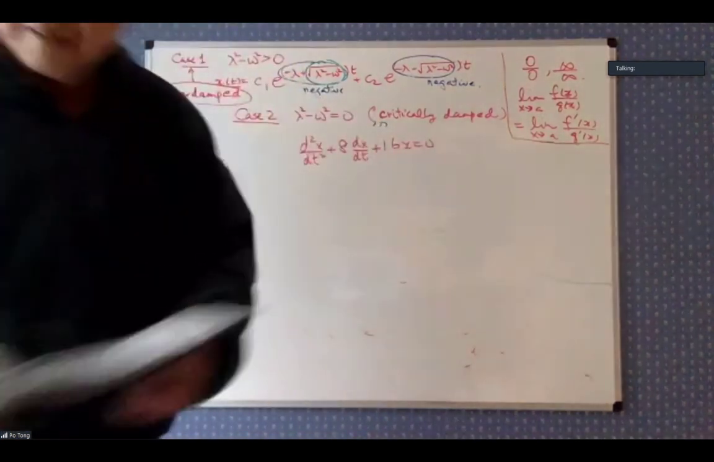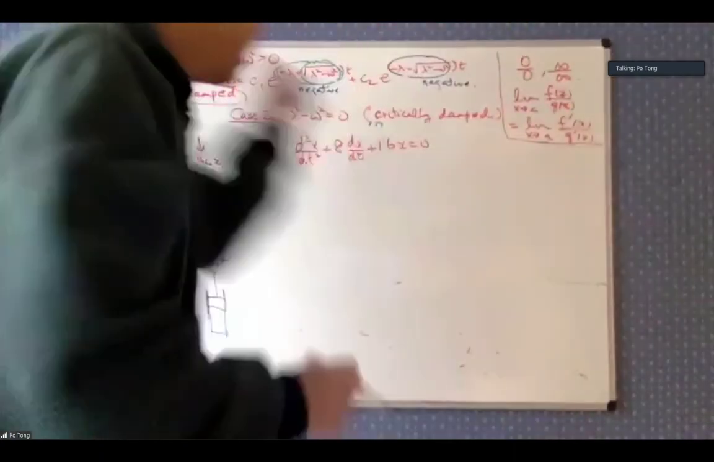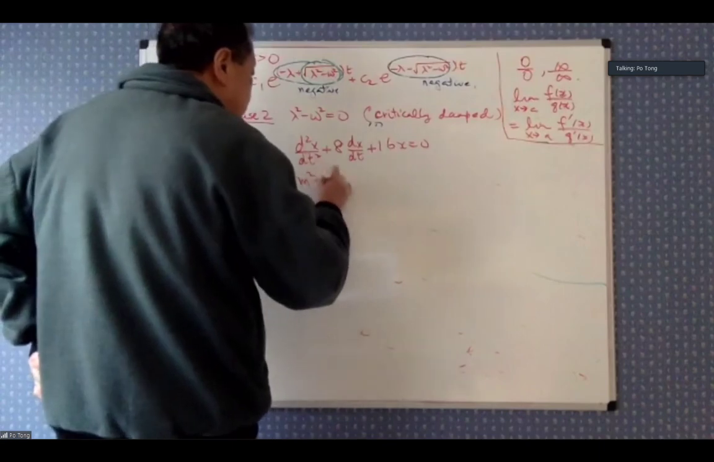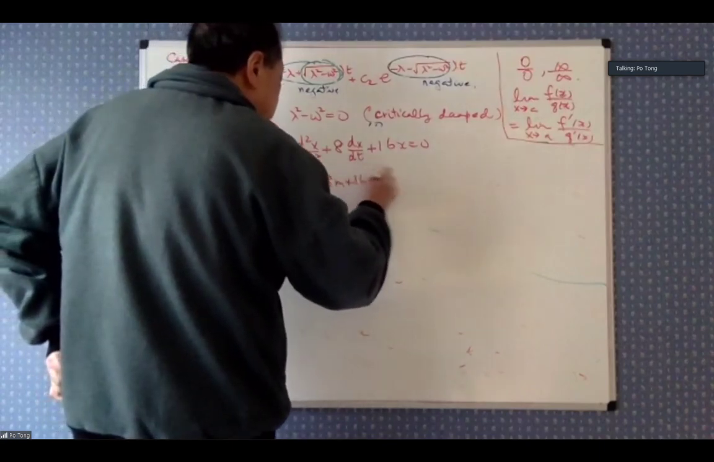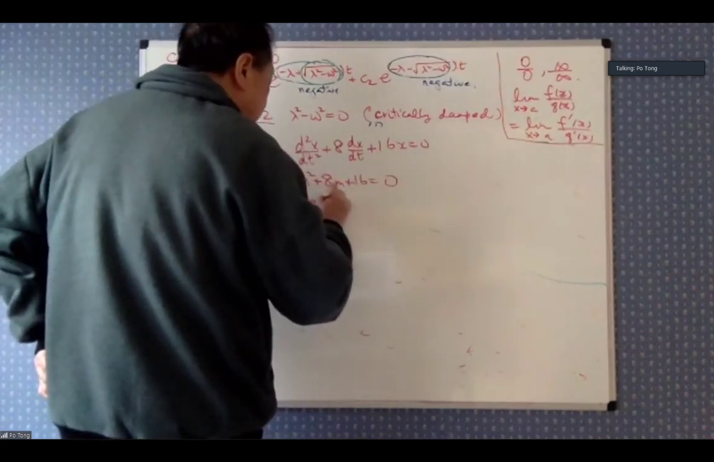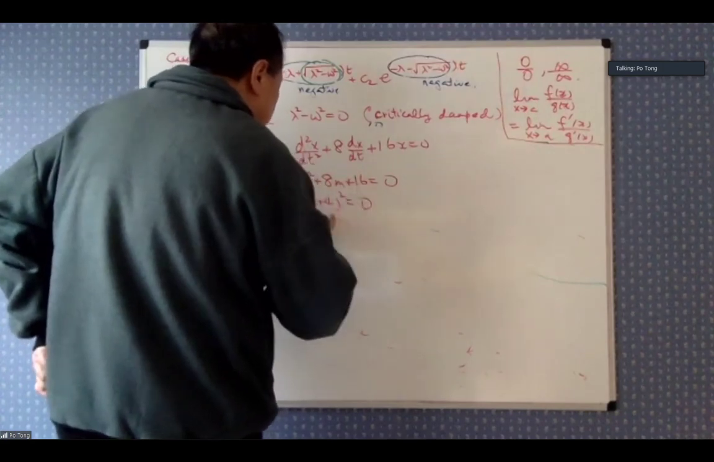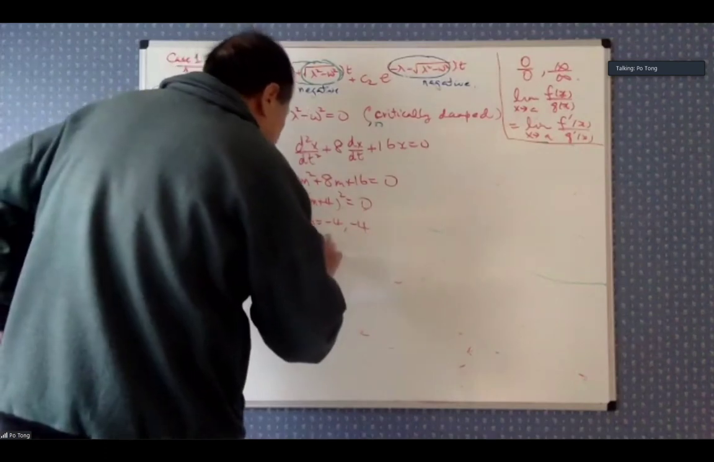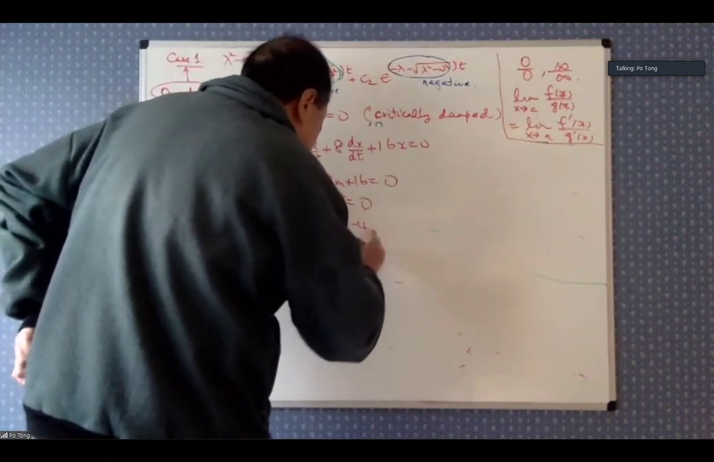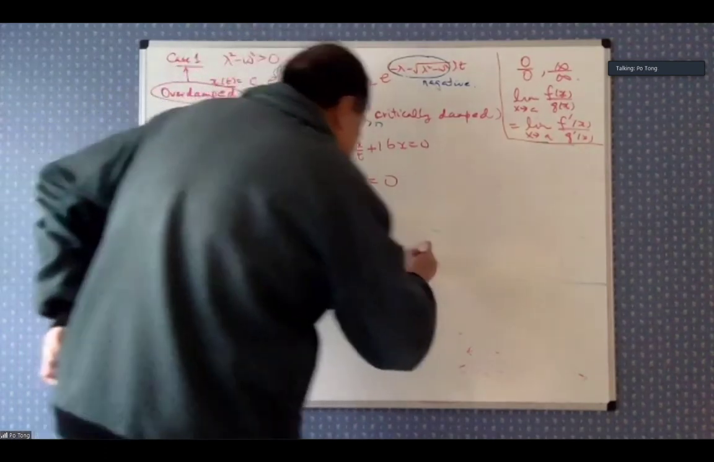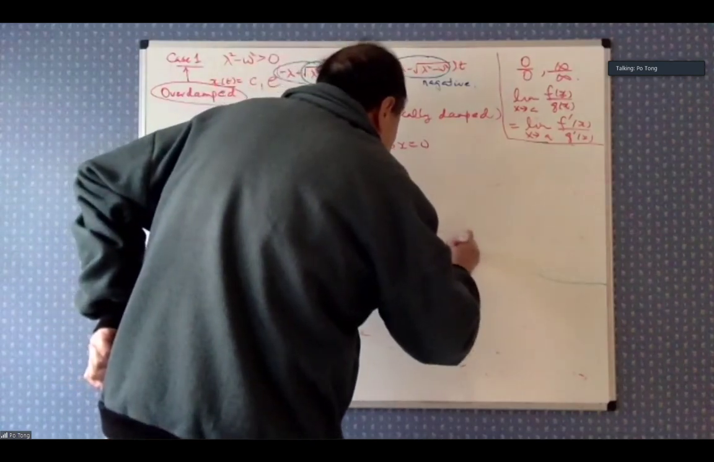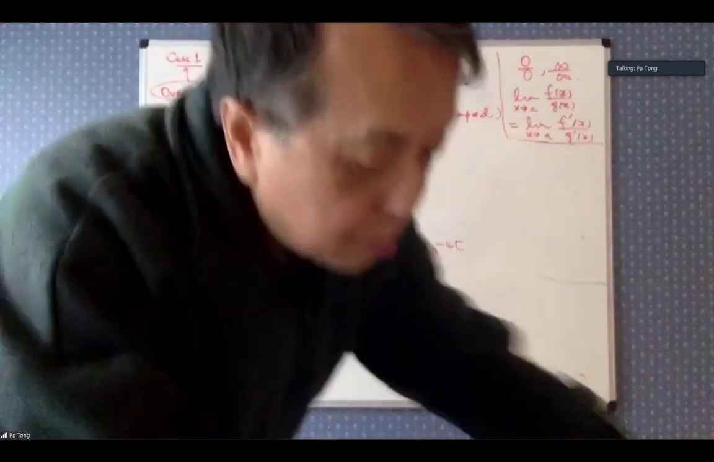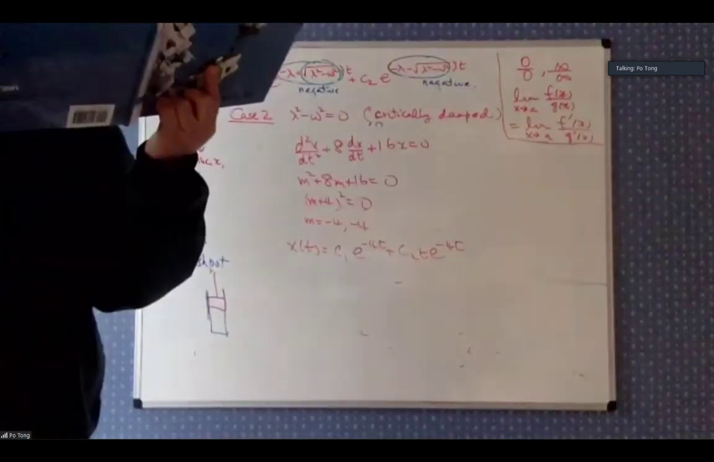Okay, so we have something like this. This is the critically damped case because m squared plus 8m plus 16 equal to 0 will be (m plus 4) squared equal to 0, so m equals minus 4, minus 4. So x(t) will be c1 e to the power minus 4t plus c2 t e to the power minus 4t. If you want, you can have some kind of initial condition.